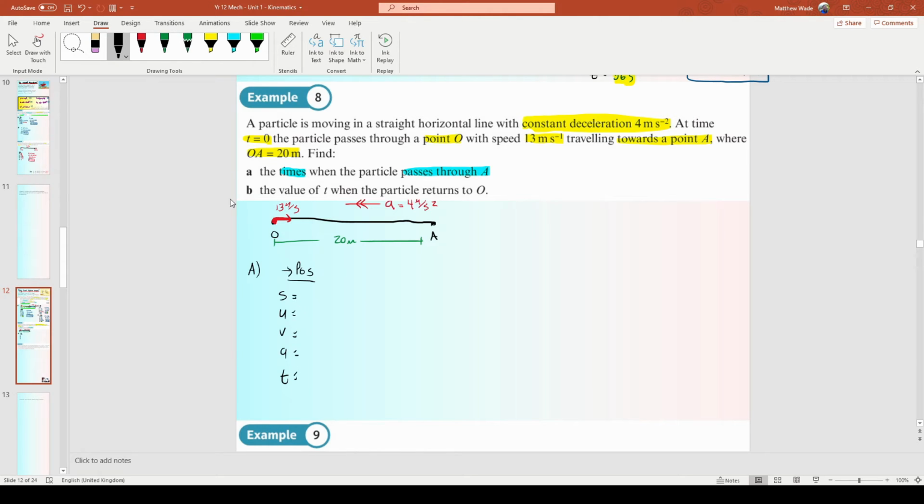Let's start popping things in. Do we know S, the distance that it has to go? Well, yeah, it's 20 meters. 20 meters. Cool. Do we know U, the initial speed? Yeah, it's 13 meters per second.